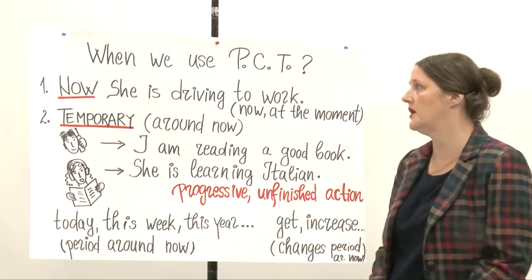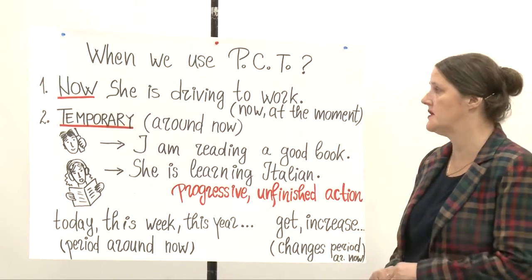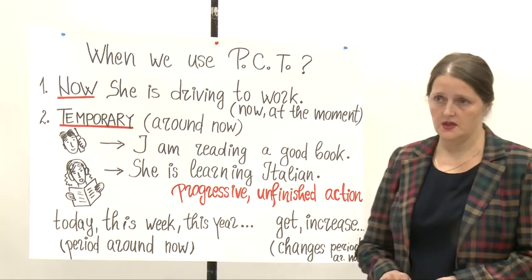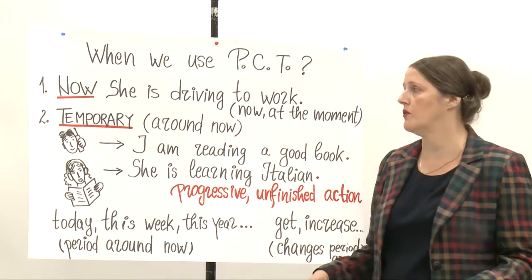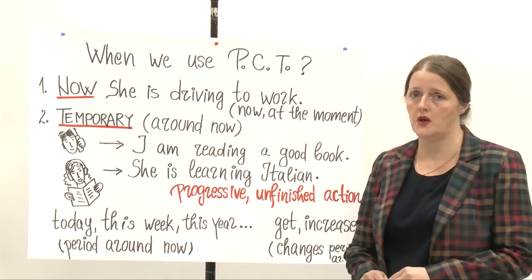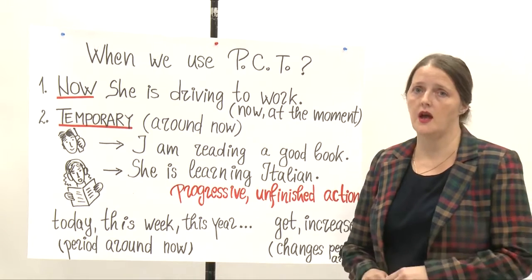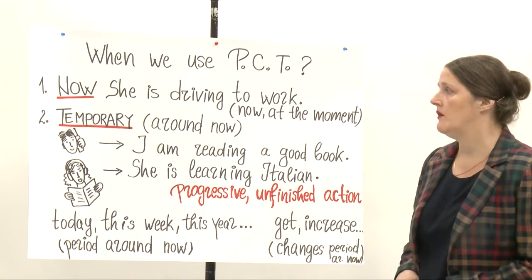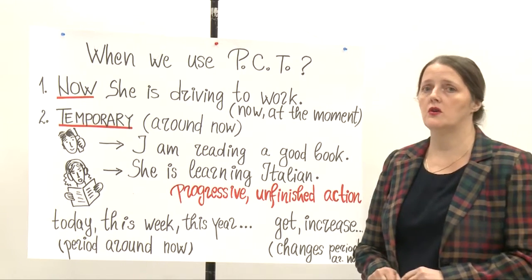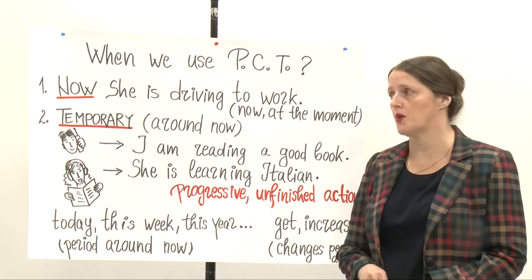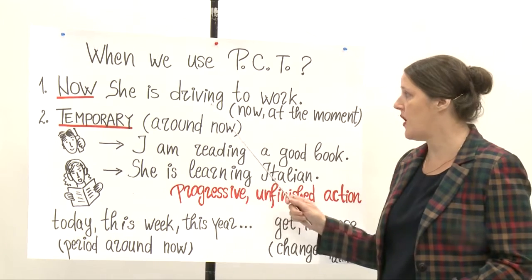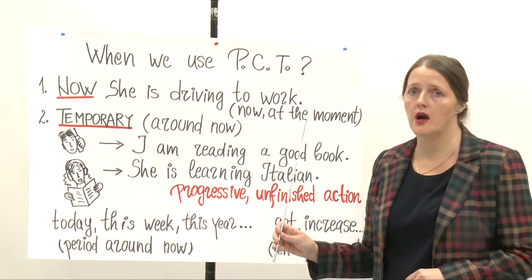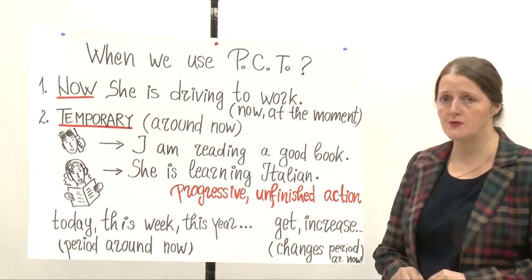And now let's say something about when we use present continuous tense. We use present continuous tense, as we were telling before, in a now situation or now actions, or actions that are happening now at the present moment or at the moment of speaking. For example, Mary's in her car, she's on her way to work, she is driving to work. It means she is driving her car now, at the moment of speaking.